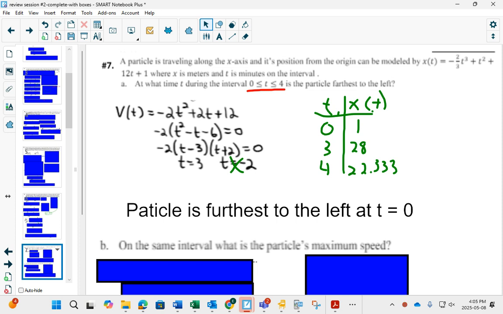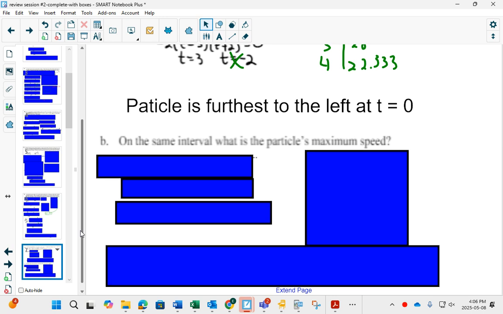So for a particle moving along the x-axis, it's like having a graph going up and down, but maximums are where you're furthest to the right, minimums are where you're furthest to the left. It's just flipping that to thinking about it moving along the x-axis.